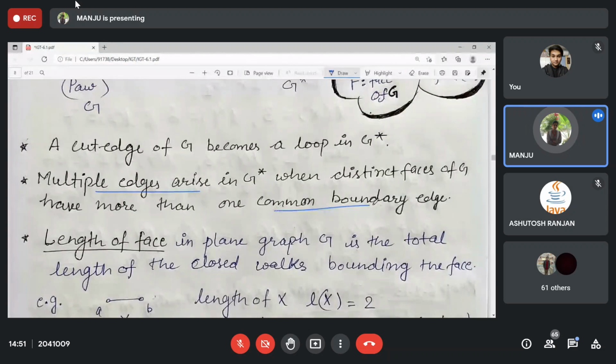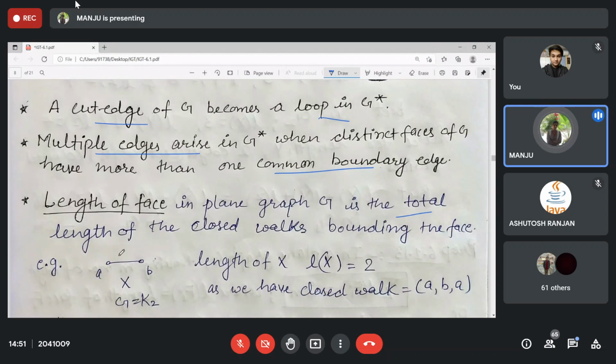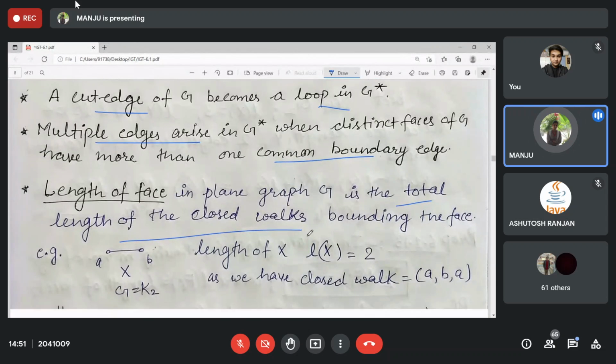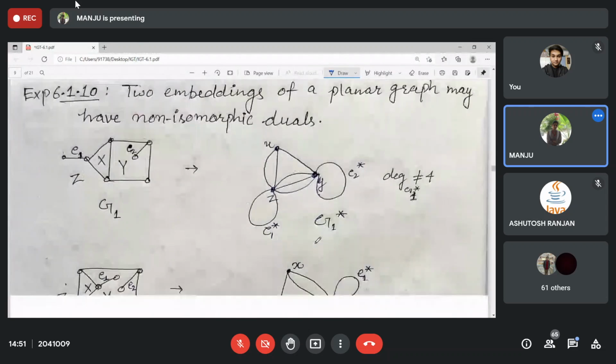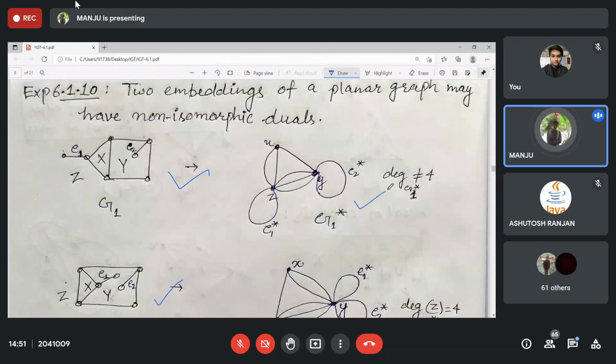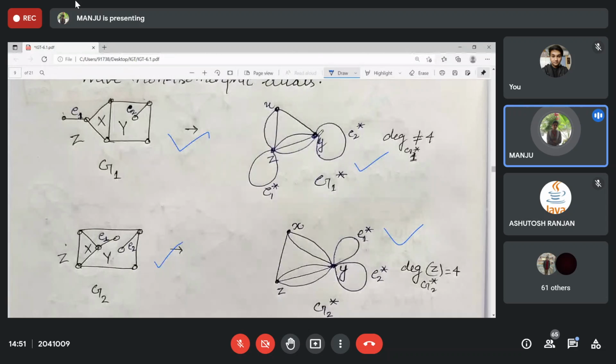Multiple edges are coming from the common boundary edges. A cut edge, that is a bridge, forms the loop, right? Length of face is just the total length of the closed walk, and this is the smallest possible closed walk bounding the face. Here you can just see these two graphs are isomorphic, but their duals are not isomorphic. But the sum of degrees is the same, as the sum of the lengths of these faces is the same. Here also the summation only. I'm not saying all the lengths, right? So the summation of corresponding degrees will be the same.